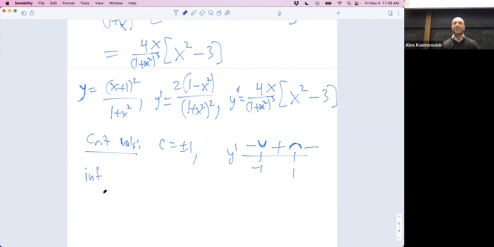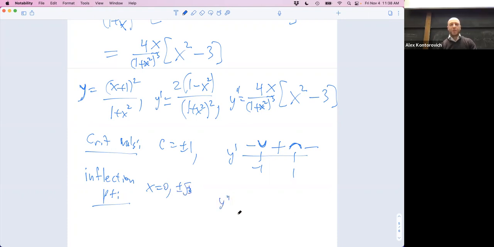Inflection point. Where's my inflection point? When can potential inflection points occur? When y double prime is 0. So I'll just say x is equal to 0 or plus or minus √3.